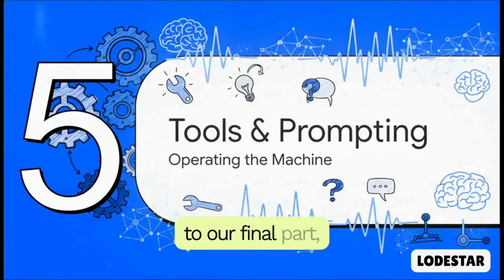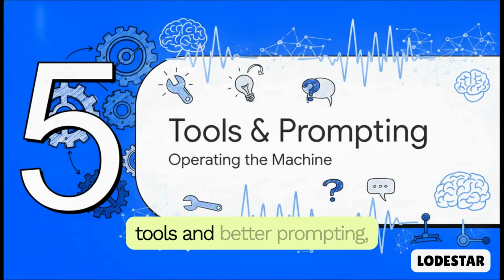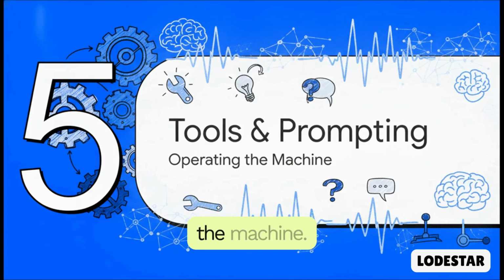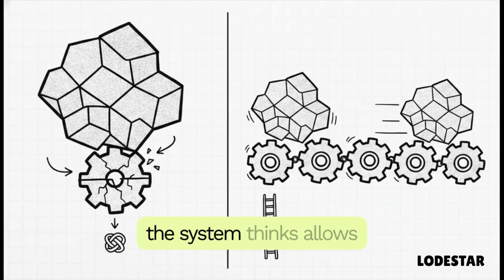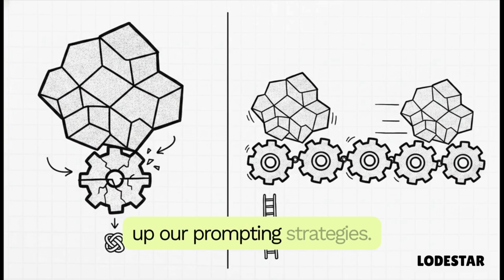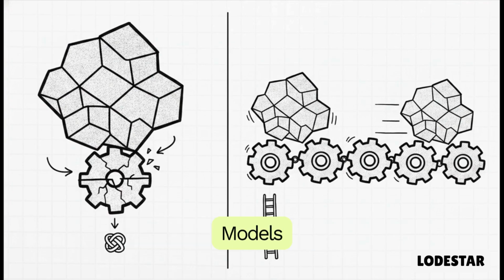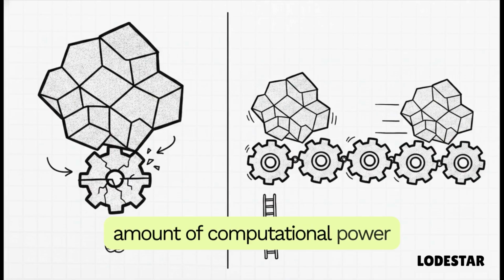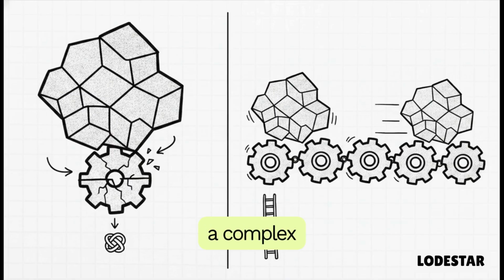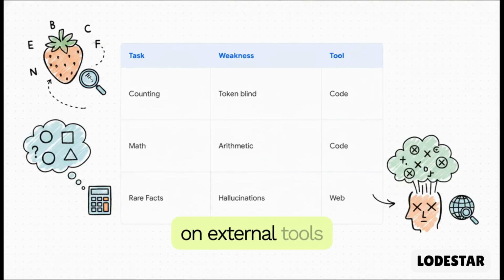And that leads us to our final part, section 5, tools and better prompting, how to properly operate the machine. Knowing how the system thinks allows us to completely change up our prompting strategies. Here is a golden rule for you. Models need tokens to think. Because an LLM applies a strictly finite amount of computational power per token, asking it to solve a complex math problem instantly in a single token will almost always fail. But if you ask it to write out intermediate steps, giving it the space to think out loud across many tokens, it succeeds.